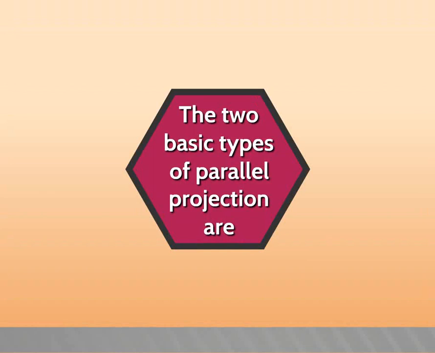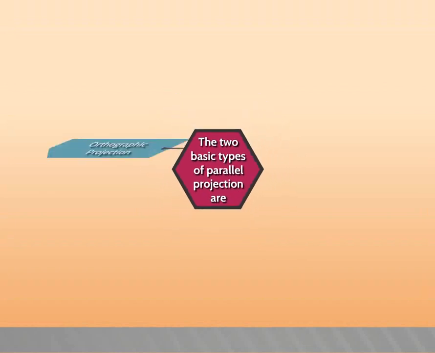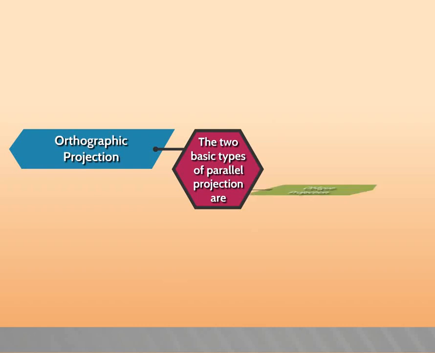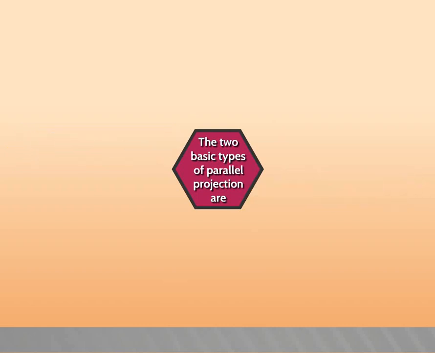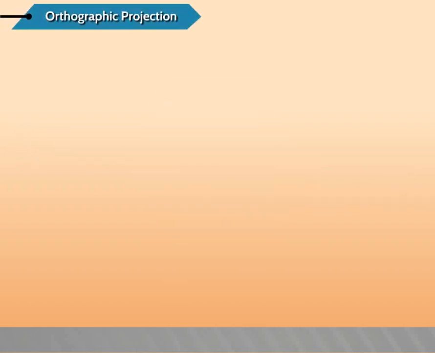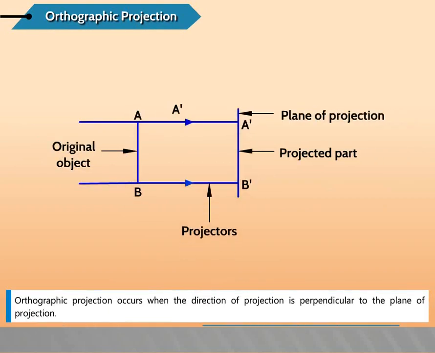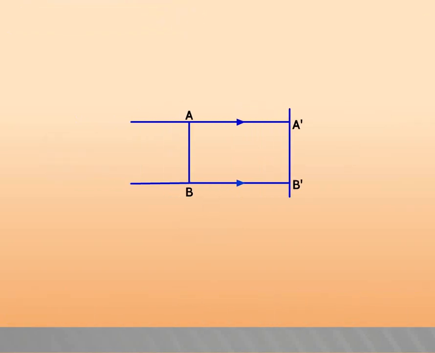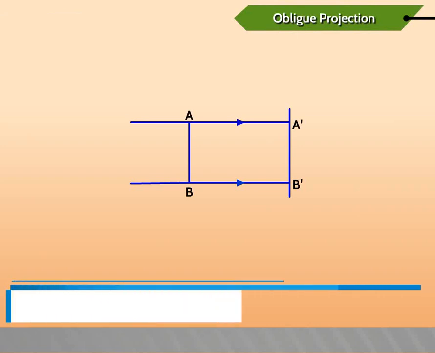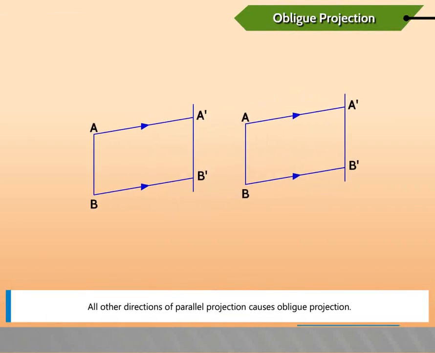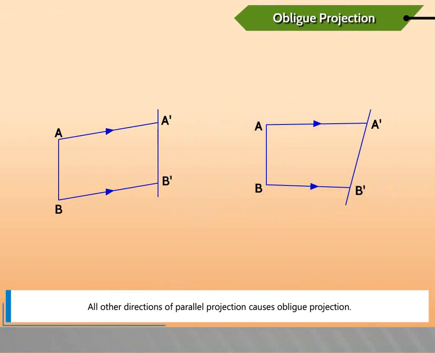The two basic types of parallel projection are orthographic projection and oblique projection. Orthographic projection occurs when the direction of projection is perpendicular to the plane of projection, which is shown in the figure. Oblique projection: all other directions of parallel projection cause oblique projection, as shown in the figure.